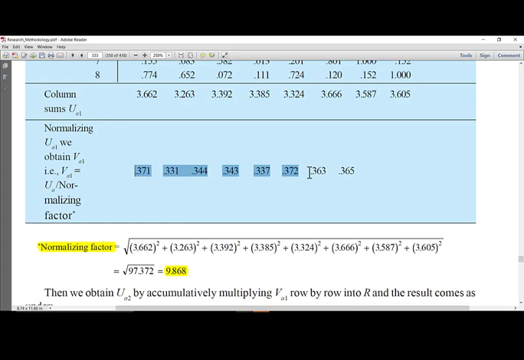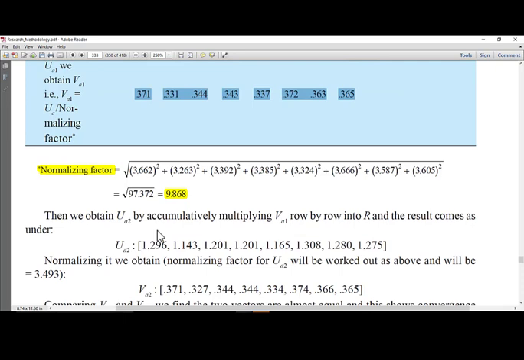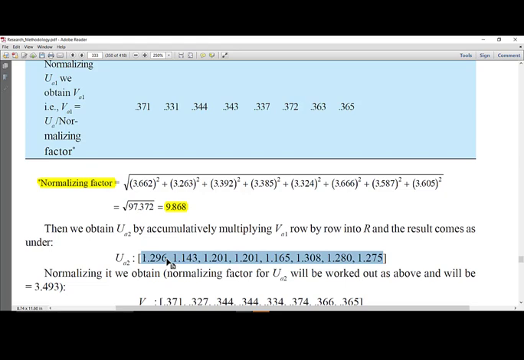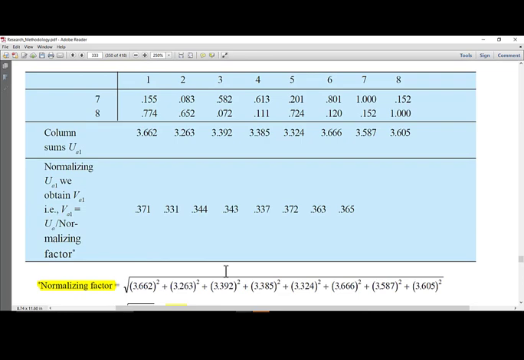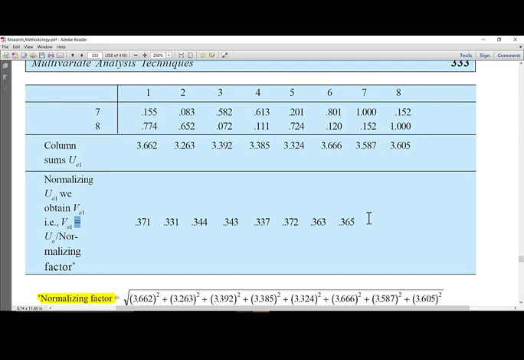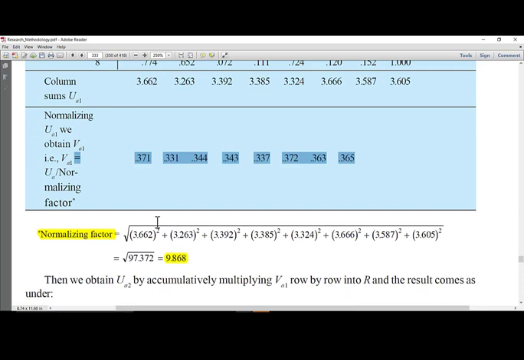Then we obtain UA2 by accumulatively multiplying VA1 row by row into R, and the result comes as under. Here you have to pay attention. Please listen carefully to how these values of UA2 are obtained, for example 1.296. These elements, starting with 0.371, are our VA1 elements. What he is saying is accumulatively multiplying VA1 row by row into R.